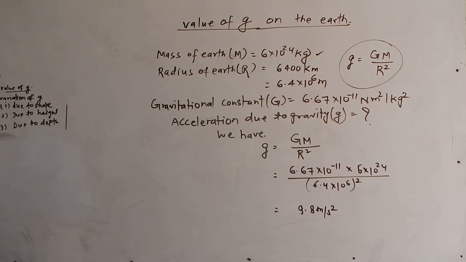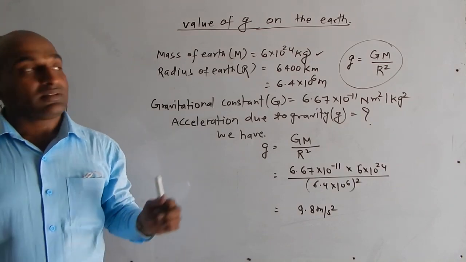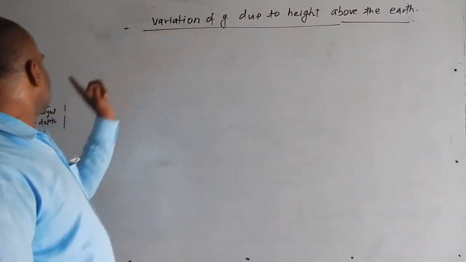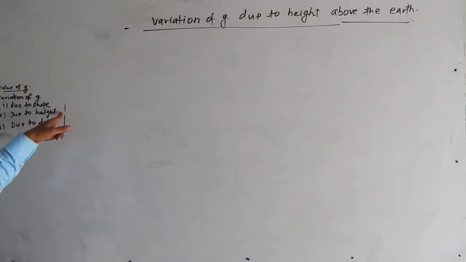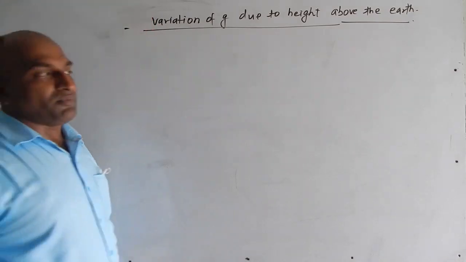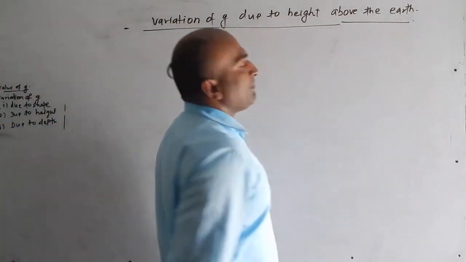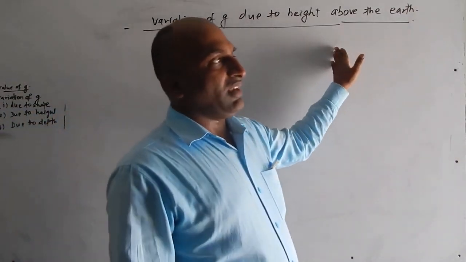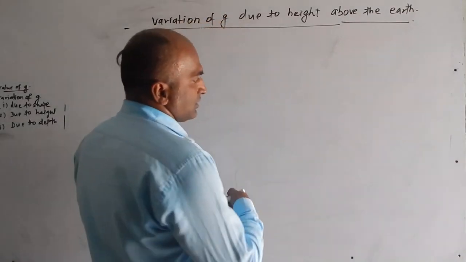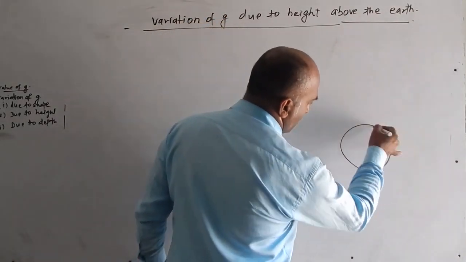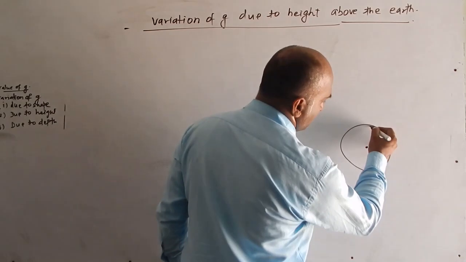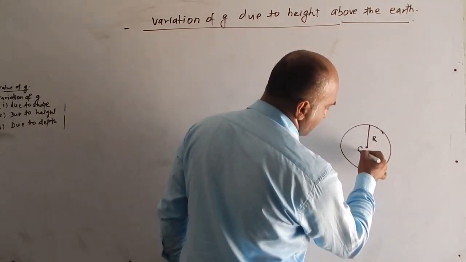Now, variation of acceleration due to gravity due to height above the Earth. How does acceleration due to gravity vary above the Earth? When the height increases, acceleration due to gravity goes on decreasing. To prove this, we take the Earth as a spherical object. This is the mass of the Earth, this represents the radius of the Earth, and O is the center.